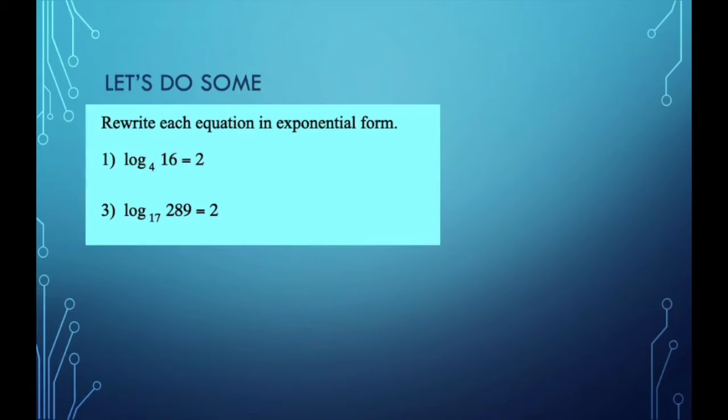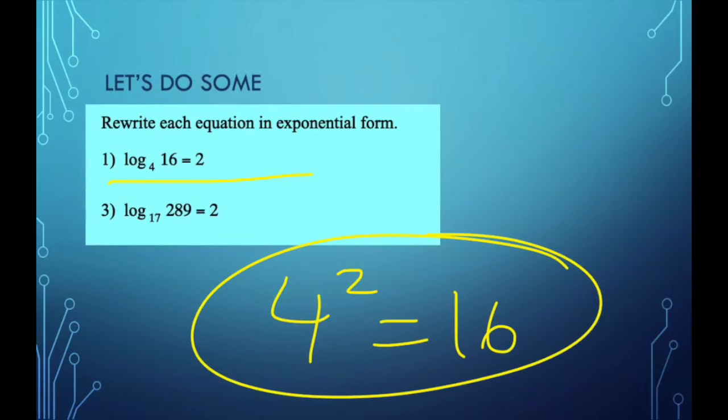All right, so this is what I want you to do. I want you to get out number 1 in your homework. Log base 4 of 16 equals 2. It says to rewrite it in exponential form. This is in logarithmic form. So what to the what equals what? 4 to the 2 equals 16, and you are finished. That's the answer for number 1.